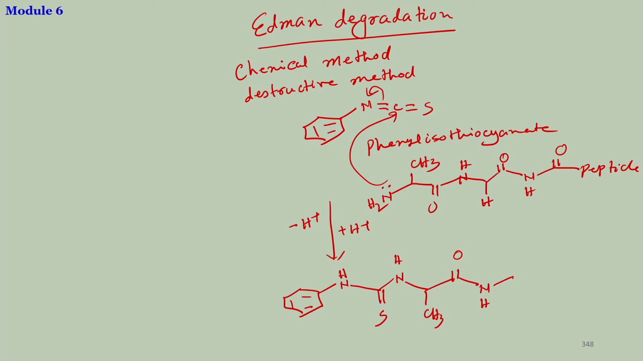NH, this is your glycine, CO, NH, CO, NH. I am sorry, glycine, this should be something else, let us say phenylalanine, and then the rest of the peptide. CO, I think we can stop here, do not need more peptide. So, this is formed.